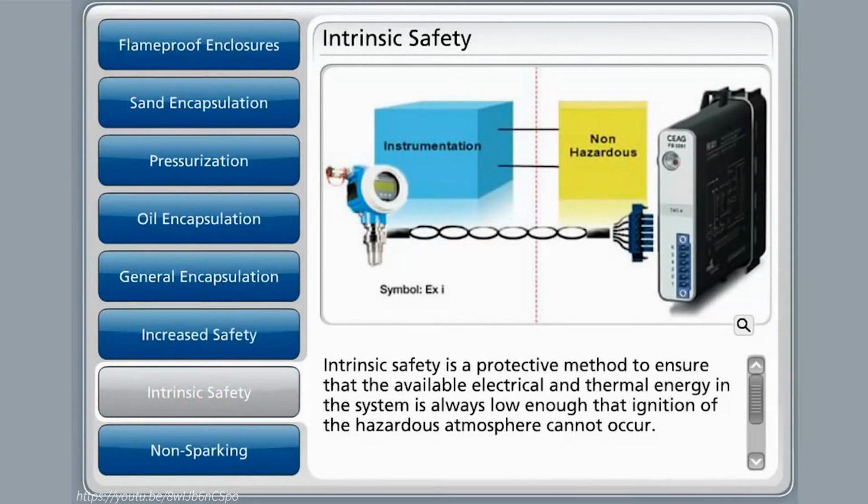Intrinsic safety is a protective method to ensure that the available electrical and thermal energy in the system is always low enough that the ignition of the hazardous atmosphere cannot occur. This is achieved by ensuring that only low voltages and currents enter the hazardous area, as well as all electrical supply and signal wires are protected by safety barriers. The general application for intrinsic safety would be used for measuring and control engineering, data engineering, and low electrical valves.